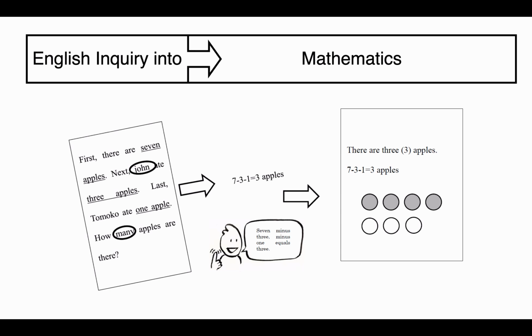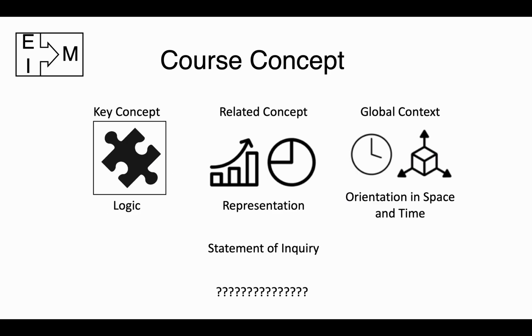So, before we get started, let's quickly recheck the concepts for this unit. Our key concept is logic. Logic is a good way of thinking. Our related concept is representation. And our global context is orientation in space and time. Now, let's get started.